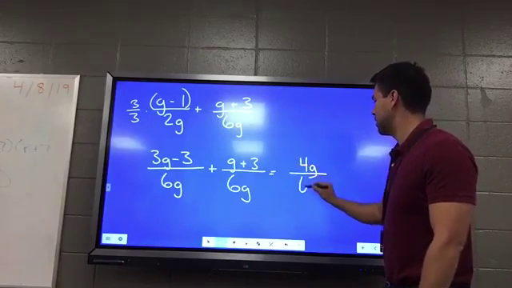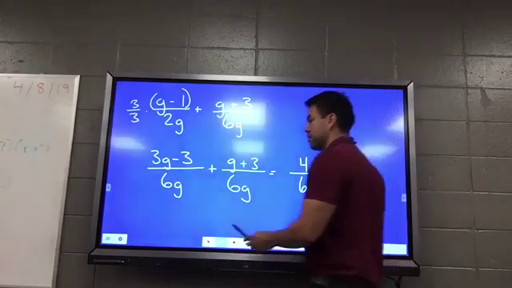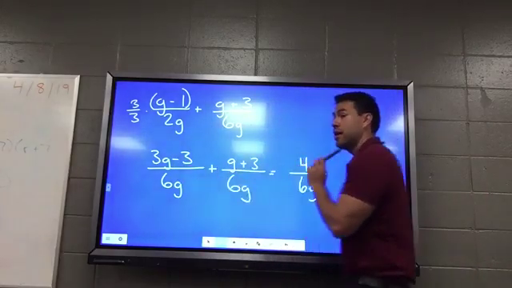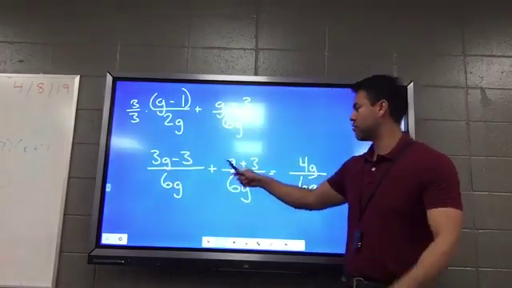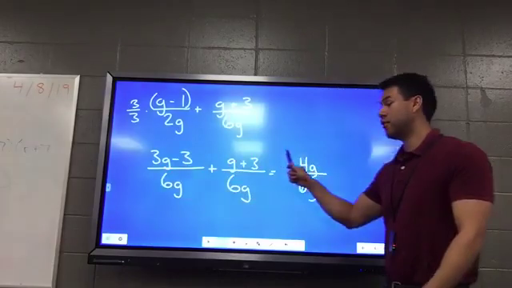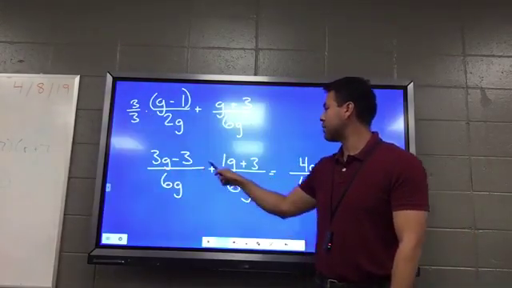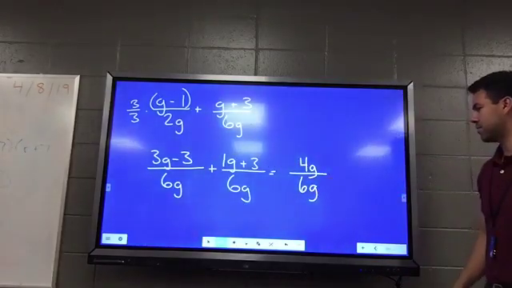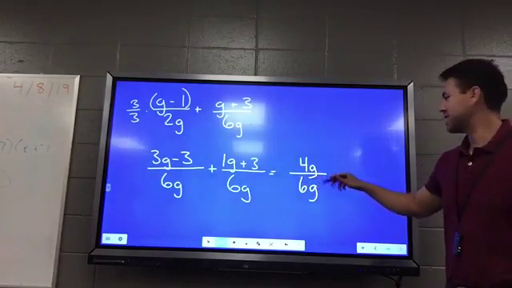Why is it 4? I think it's 3g squared. Well, what are you doing with these two? You're not multiplying them. You're adding them. So it's 3g plus g, which is 4g, because there's a 1 in front. And then what's negative 3 plus 3? 0. Canceled out. Common denominator. That's not my answer. This can't be my answer.